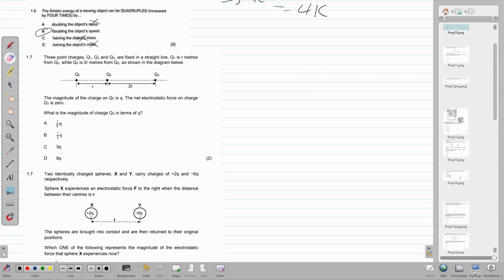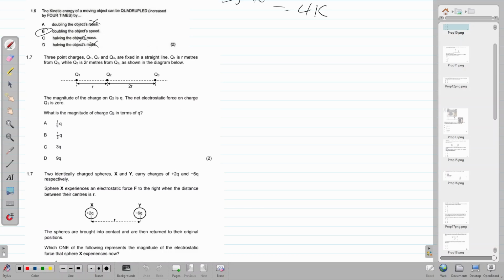Question 1.7. Three point charges Q1, Q2, and Q3 are fixed in a straight line. Q1 is r meters from Q2, while Q3 is 2r meters from Q2, as shown in the diagram below. The magnitude of the charge on Q2 is Q. The net electrostatic force on charge Q1 is 0. What is the magnitude of charge Q3 in terms of Q? So let us first note the information that we're given.